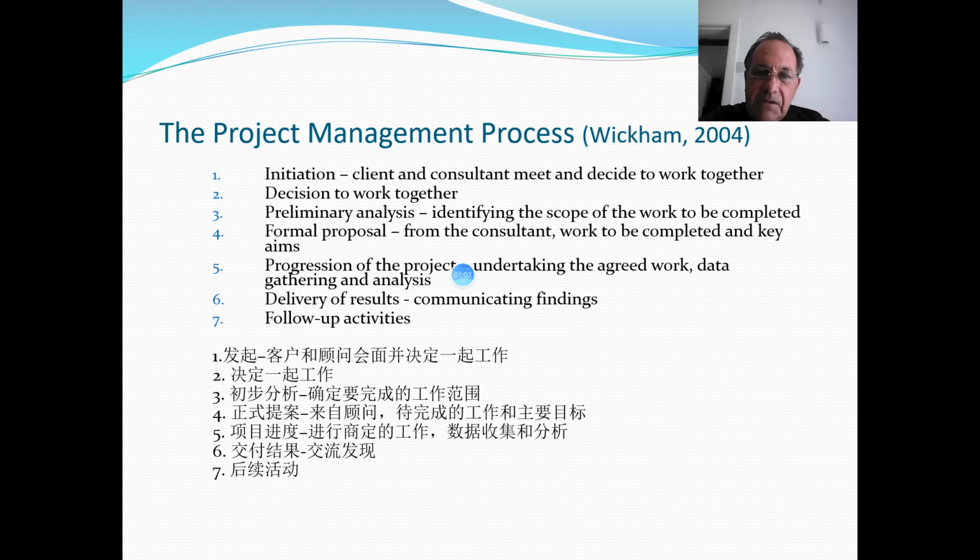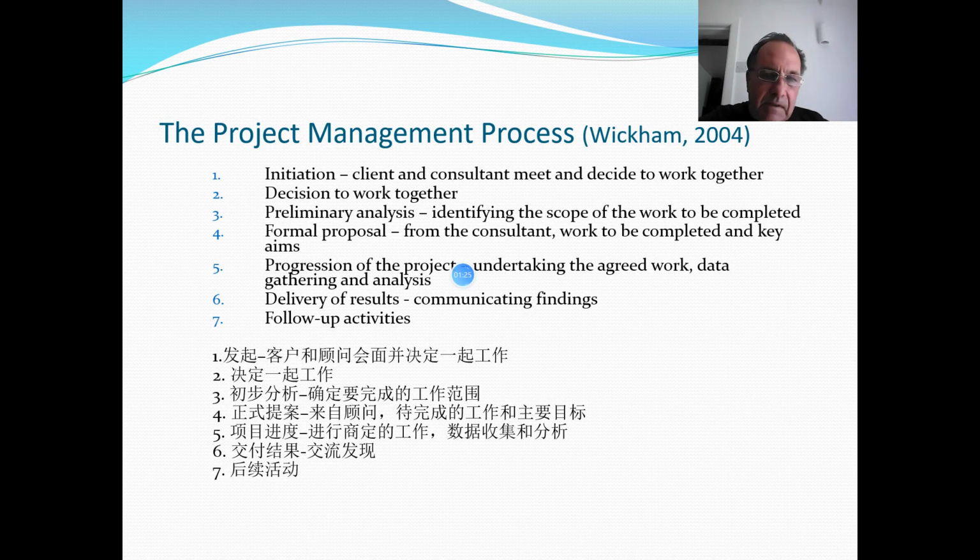And the 5th stage is when you actually start to undertake your project, when you start to not just carry out the research, but also carry out some work into the nature of the project itself, and then begin to take on the kind of data gathering and analysis of the research.